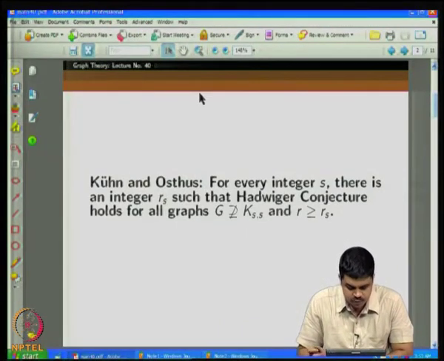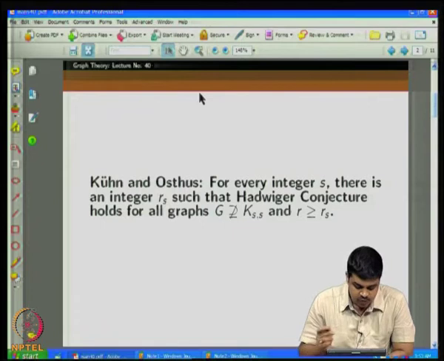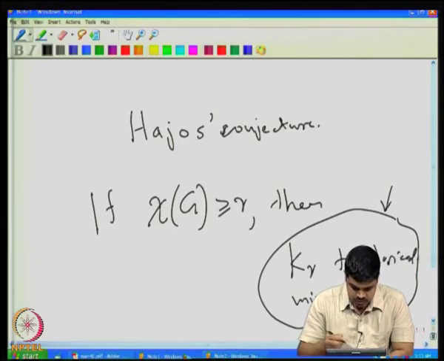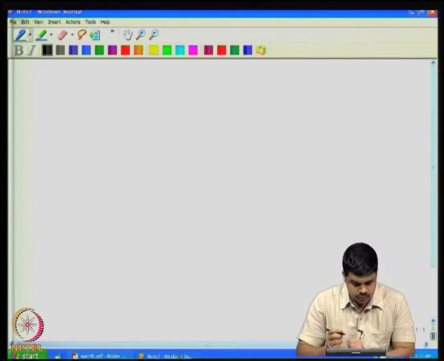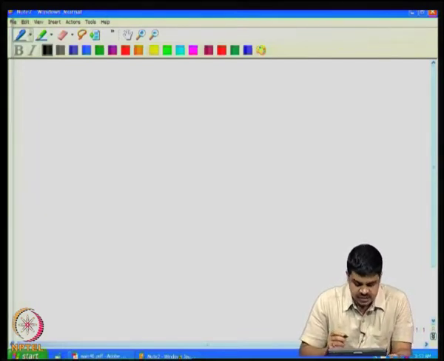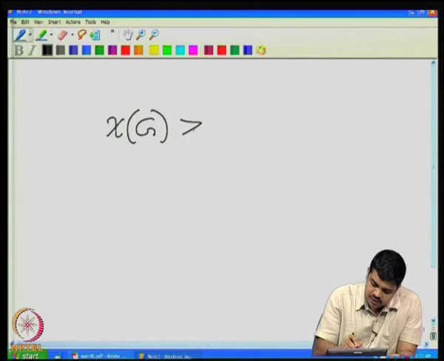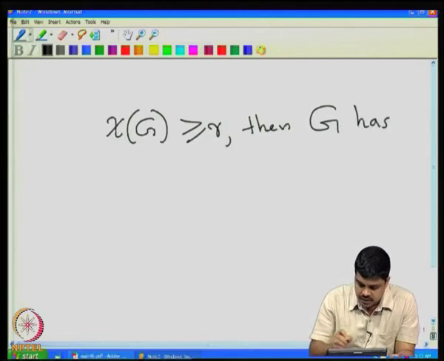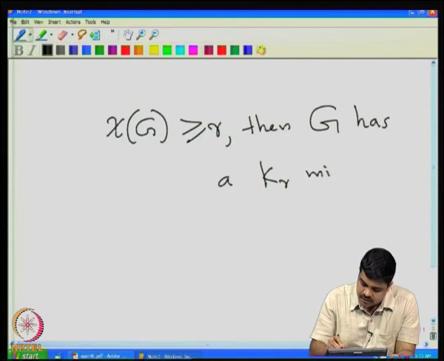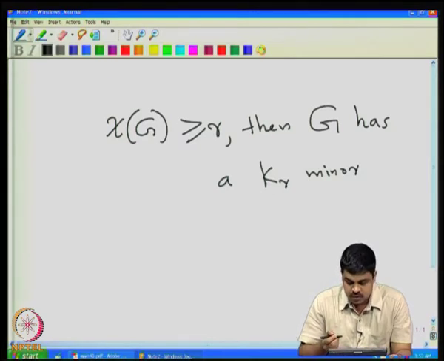So, in the last class we looked at Hadwiger's conjecture. To remind you what Hadwiger's conjecture was: it stated that if the chromatic number of the graph is greater than or equal to r, then the graph G has a K_r minor in it. What is a K_r minor? A minor that is isomorphic to the complete graph on r vertices.